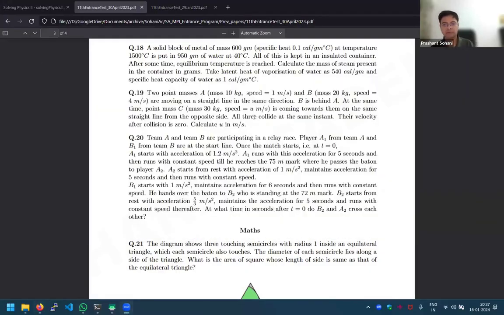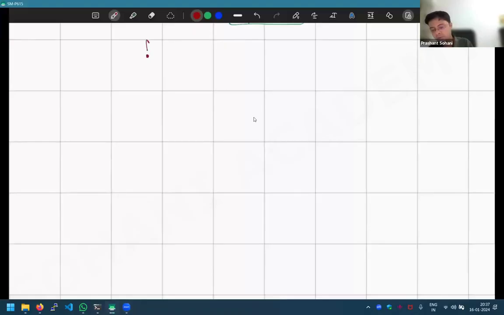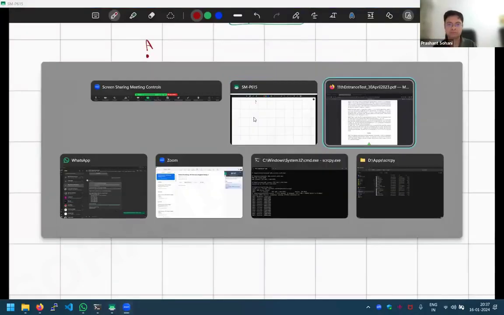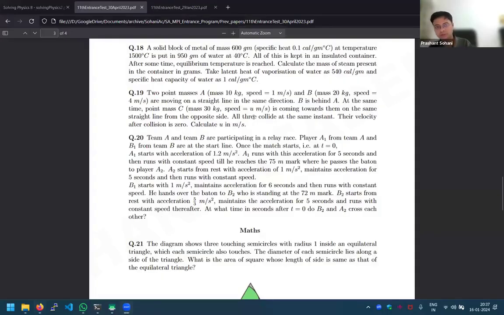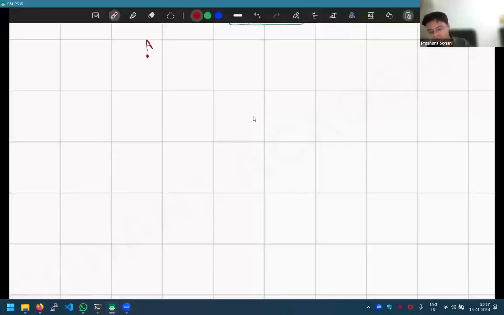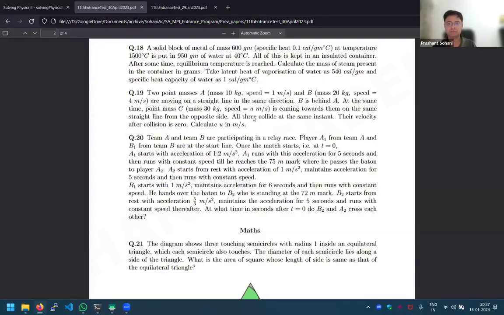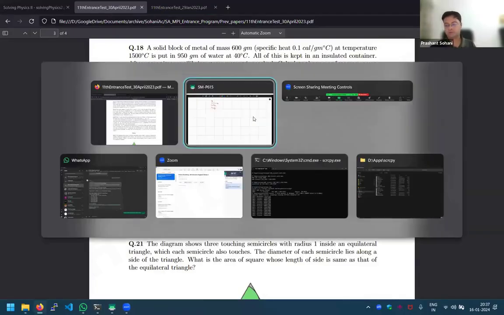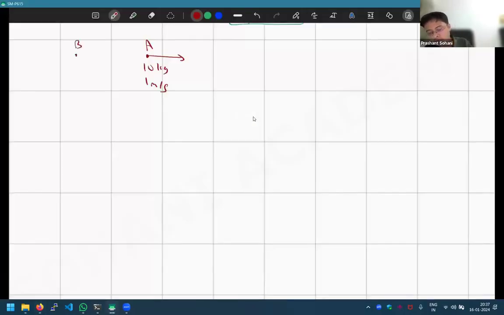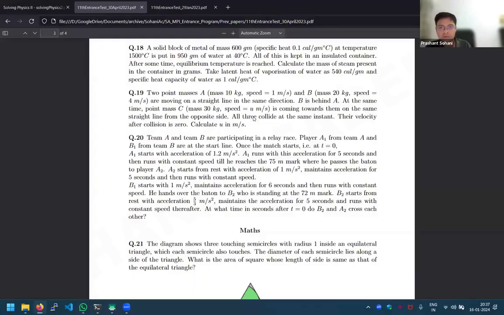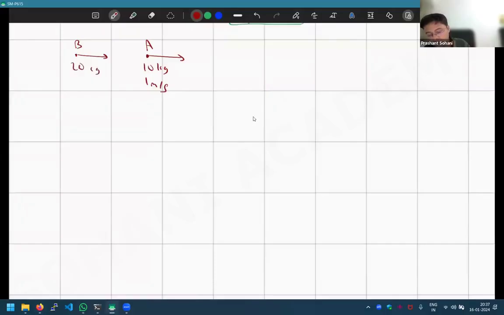So if I have to draw the diagram for this, the point mass A is given, the mass is given, the speed is given, right? Let us say it is traveling to the right. Then the mass of B is given and speed is also given. And it was given in the question that B is behind A, so I am drawing it that way only. 20 kg and 4 meters per second.